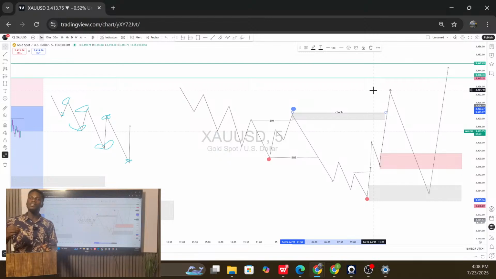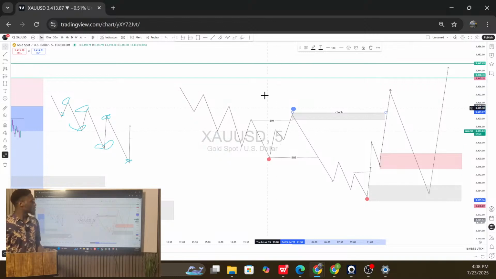So your first entry model as a trader is the change of character entry. And this entry is mainly used for what? For reversal movements, right? You can also use it for continuation anyway, but it's majorly used for reversal movements, mostly the one that has an inducement. The change of character entry with inducement, you mostly use them for reversal movement.